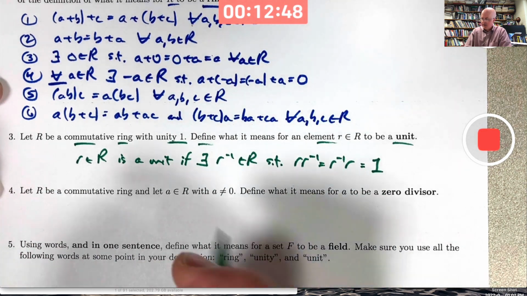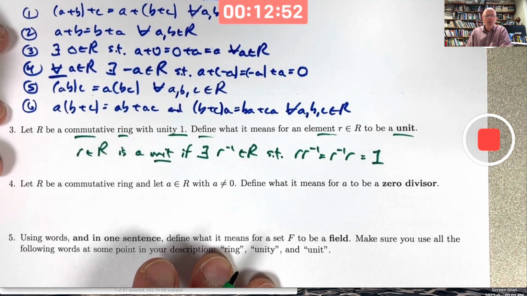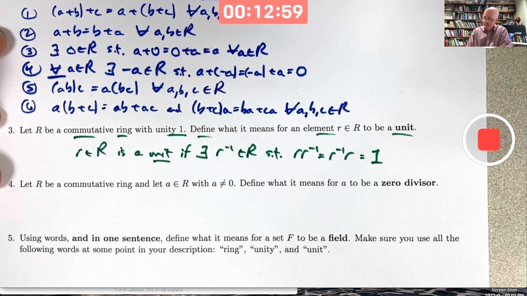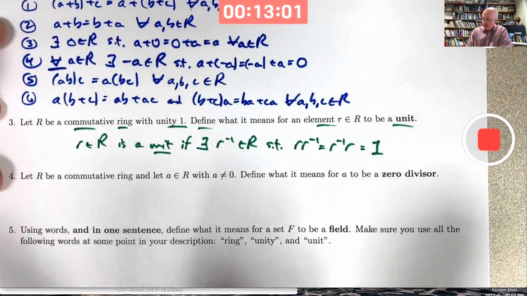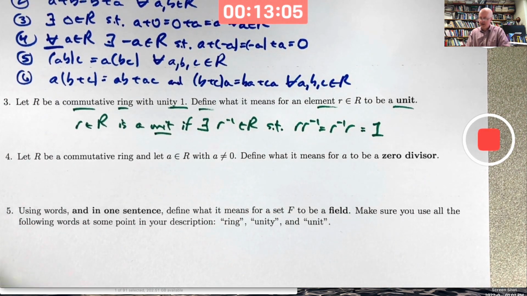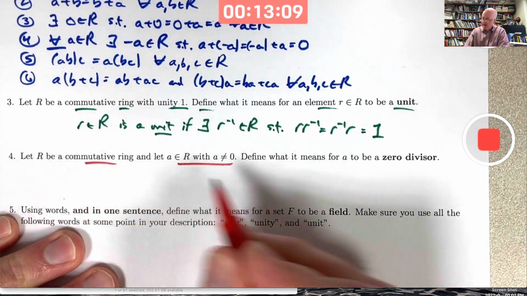This is what it means to be a unit. You've got a multiplicative inverse. 0 is never a unit. 0 never has a multiplicative inverse, but many other elements could. Not necessarily, but could. Fourth problem, let R be a commutative ring, and let a be a non-zero element of R.